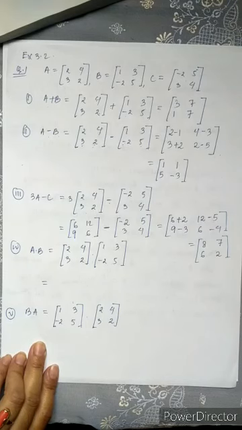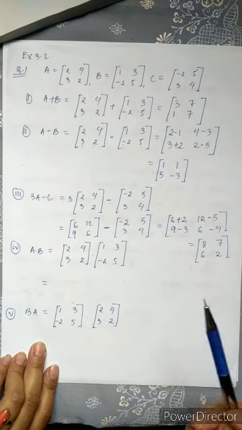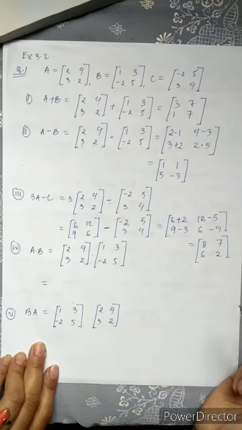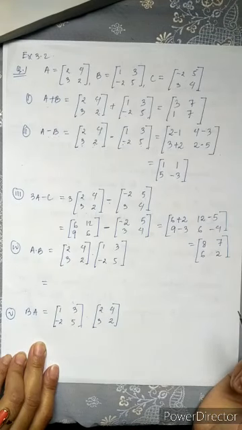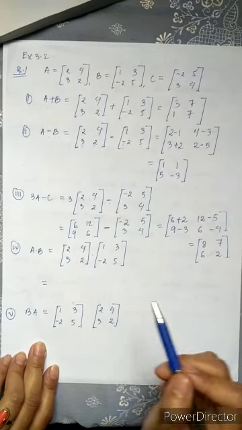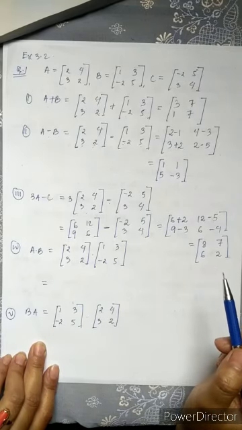Number 4: multiplication of matrices. We have to multiply matrix A by matrix B. First, check whether matrix A and matrix B are compatible for multiplication.